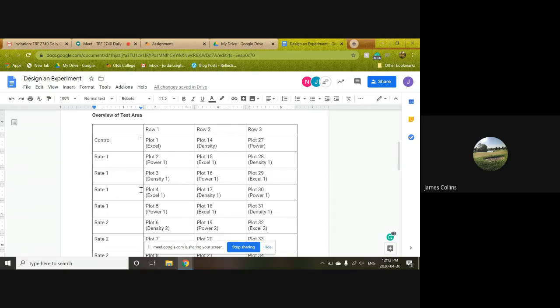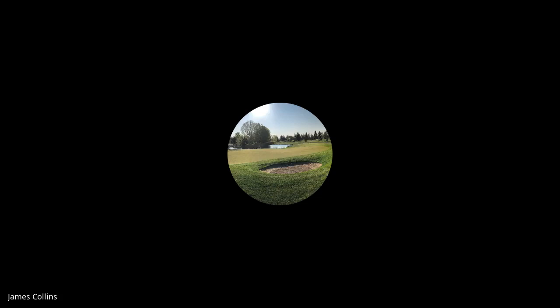Because you've got density has rate 1, 2, and 3. That's right. And you're going to do 4 replications of each. So that's 12 plots for density. Then you have 12 plots for Excel and 12 plots for Power, which gives us 36 plots, plus control for each of those cultivars. Okay, so I'm missing the control. I just had the 3 different rates in there.